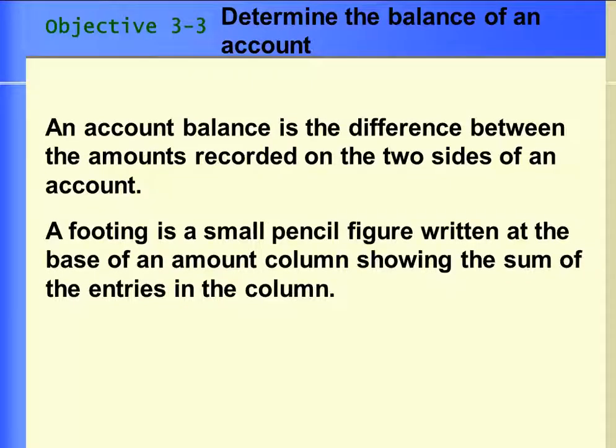So an account balance is the difference between the amounts recorded on the two sides of the account. A footing is a small pencil figure written on the base of the column. Okay, so what this basically means is, just say you have an account here. You have the left side and the right side of, just say, cash. Cash normal balance is a debit.